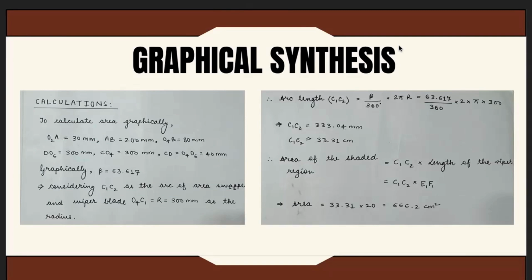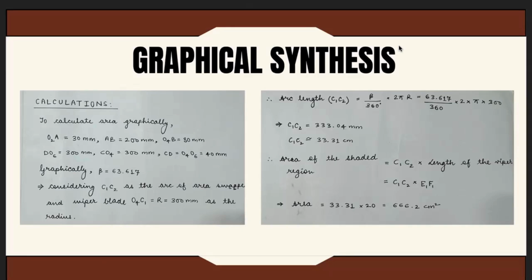From the graphical analysis, we obtain the swipe angle beta is equal to 63.6 degrees. With this angle, we calculate the arc length using the formula arc length is equal to beta by 360 degrees into 2 pi r, which results in 33.31 centimeters.